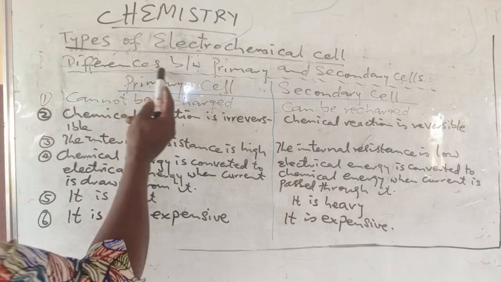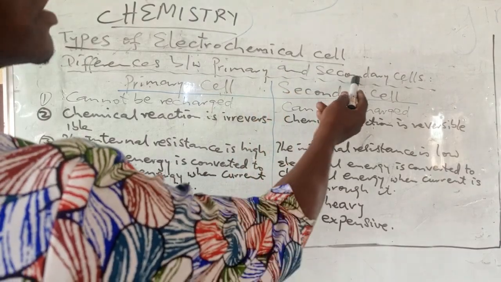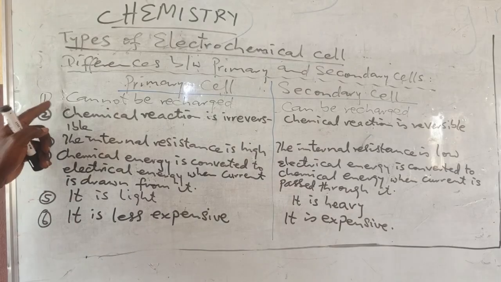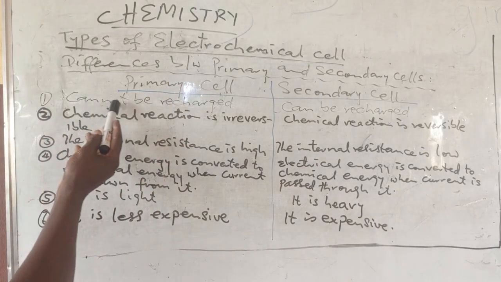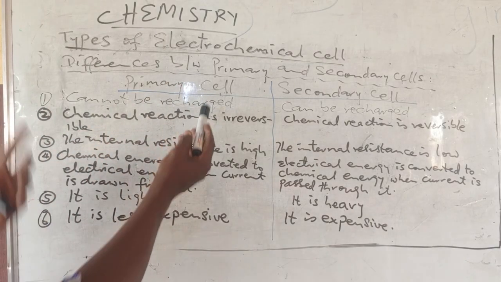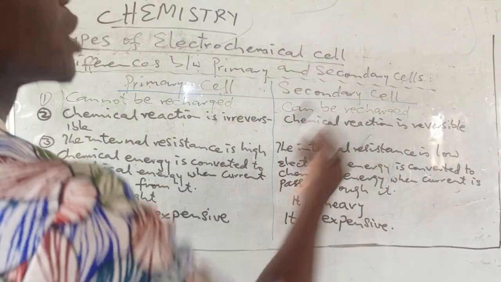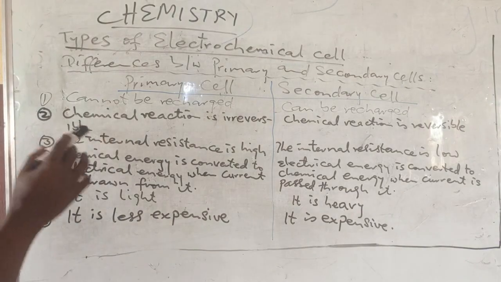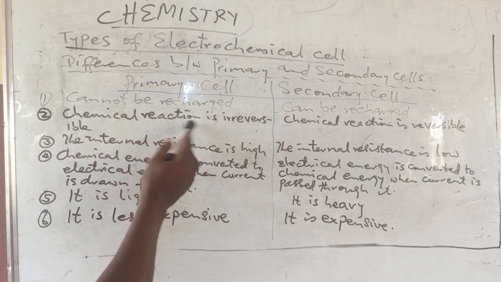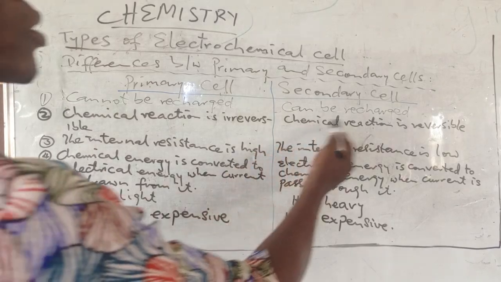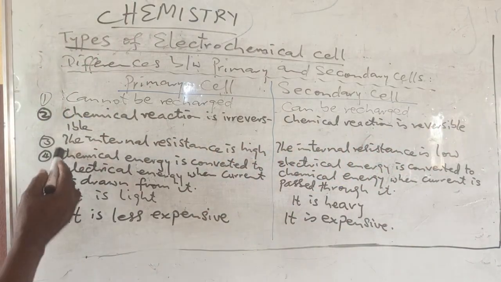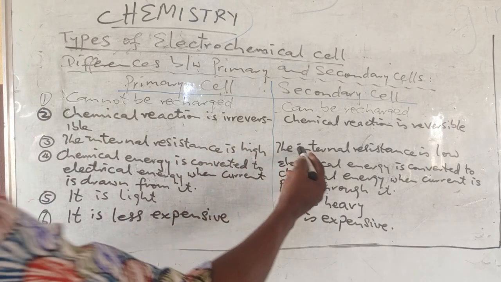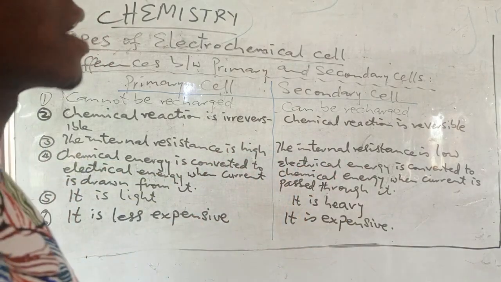Now let's see the differences between a primary cell and a secondary cell. Primary cell this side, secondary cell the other side. Number 1, a primary cell cannot be recharged. Remember, a finger battery cannot be recharged. A secondary cell can be recharged. A car battery can be recharged. Number 2, the chemical reaction is irreversible. Here, the chemical reaction is reversible. Number 3, the internal resistance is high. Here, the internal resistance is low.